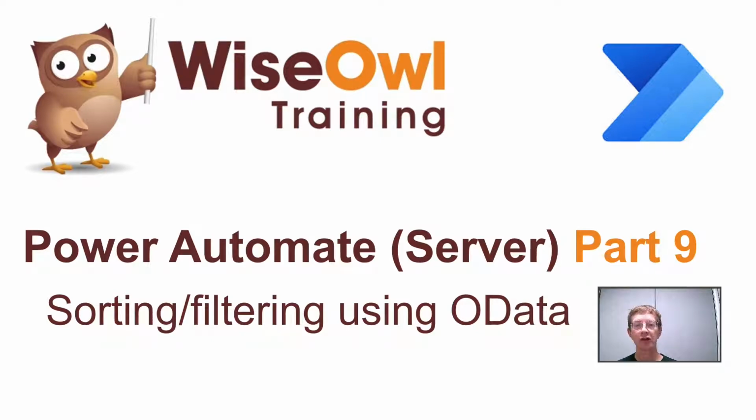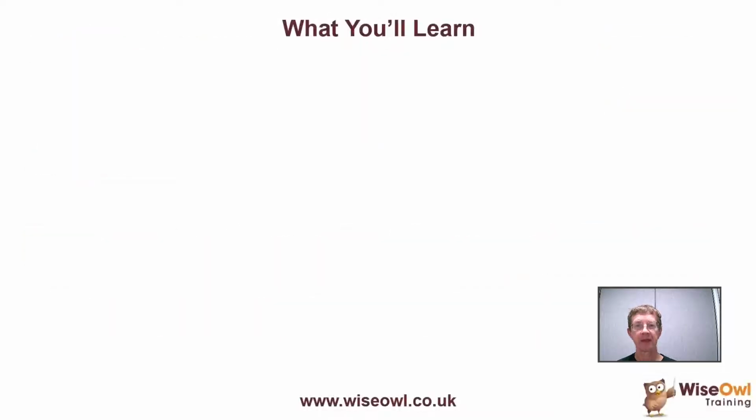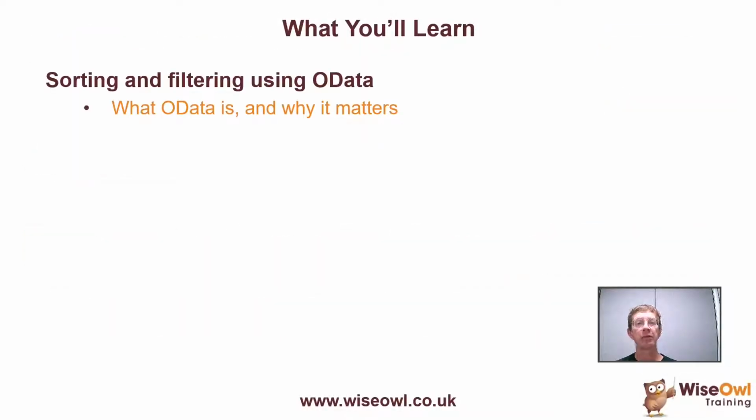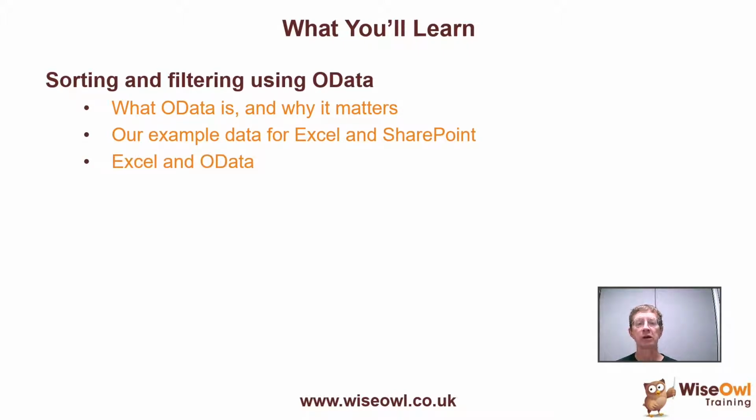Welcome to this Wise Owl tutorial on sorting and filtering using OData in Power Automate. Here's what you'll learn during the tutorial. We'll begin by looking at what OData actually is and why it matters to you, why should you care? And then we'll look at setting up some example data for this tutorial for Excel and SharePoint. What I'll then do is show how to use OData to sort and filter Excel data, and then we'll do the same thing with SharePoint.